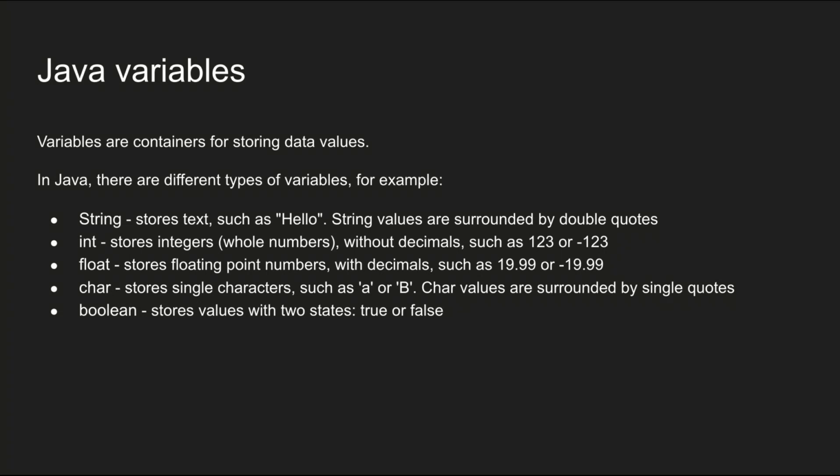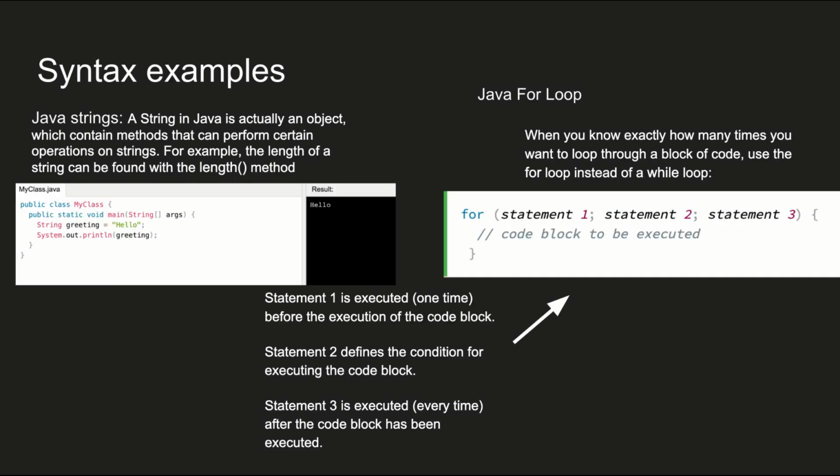Java variables. Variables are containers for storing data values. In Java, there are different types of variables. For example, String stores text such as "Hello". String values are surrounded by double quotes. Int holds whole numbers without decimals, such as 123 or negative 123. Float holds floating point numbers with decimals, such as 19.99 or negative 19.99. Char stores single characters, such as 'a' or 'B'. They are surrounded by single quotes. Boolean stores values with two states, true or false.